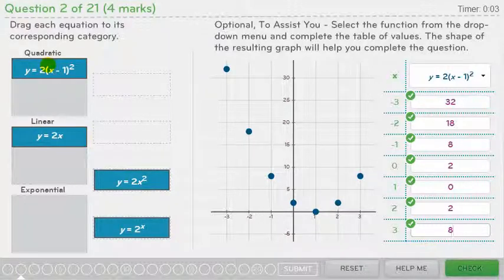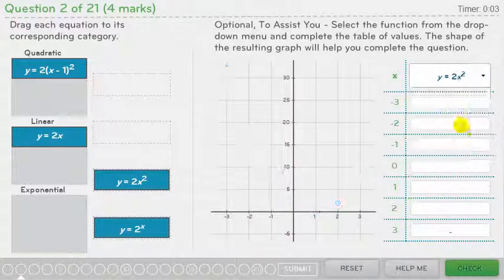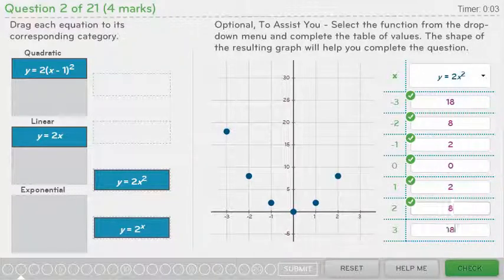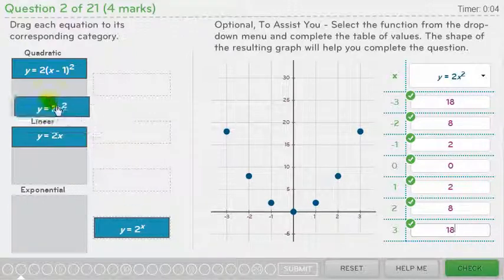Next, let's try the function y = 2x². Beginning by substituting in -3, -3 squared is 9, 9 times 2 gives us 18, and following in the same fashion, we have 8, 2, 0, 2, 8, and finally 18. Notice again, just like the last one, this makes a parabolic shape, therefore y = 2x² is quadratic.